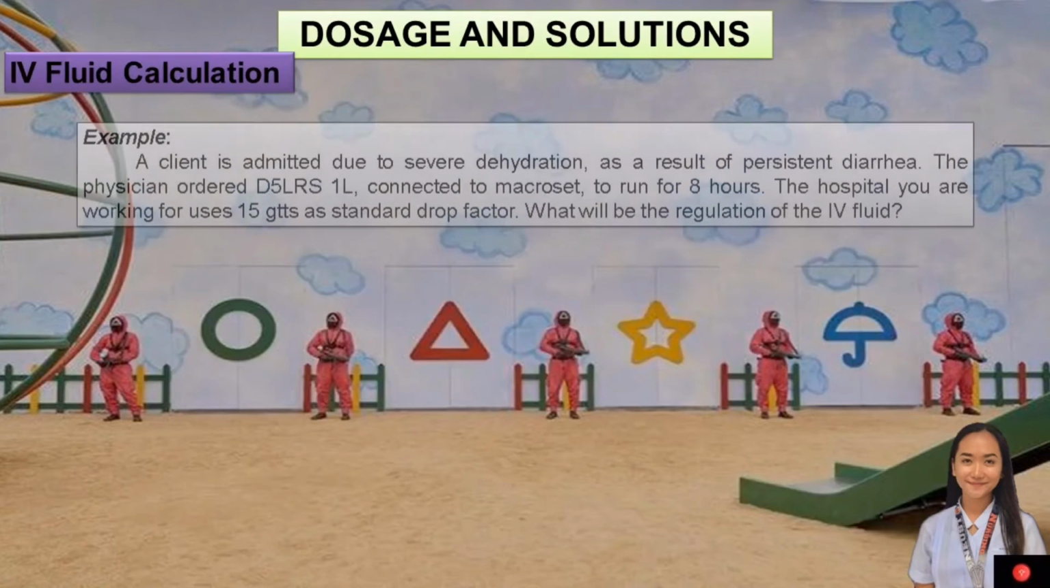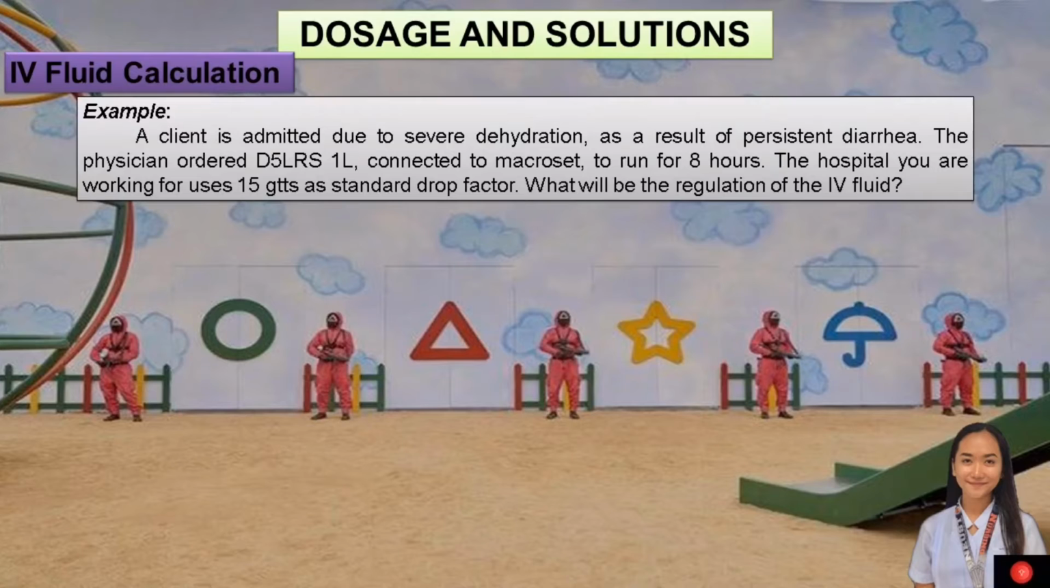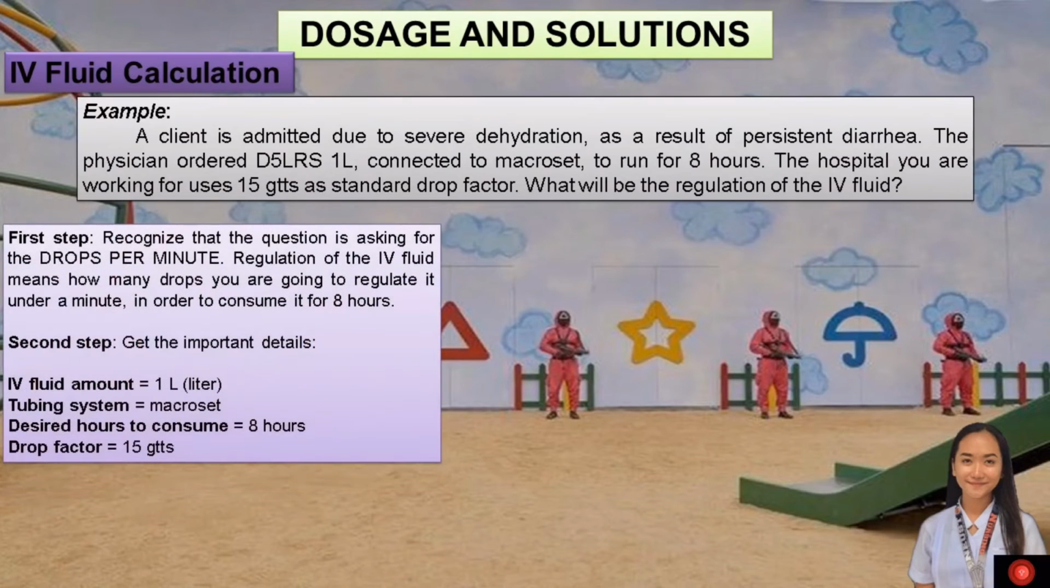Here is an IV fluid calculation example. A client is admitted due to severe dehydration as a result of persistent diarrhea. The physician ordered D5 LRS 1 liter connected to macroset to run for 8 hours. The hospital you are working for uses 15 drops as the standard drop factor. What will be the regulation of the IV fluid? The first step: recognize that the question is asking for the drops per minute. Regulation of the IV fluid means how many drops you are going to regulate in a minute in order to consume it for 8 hours.